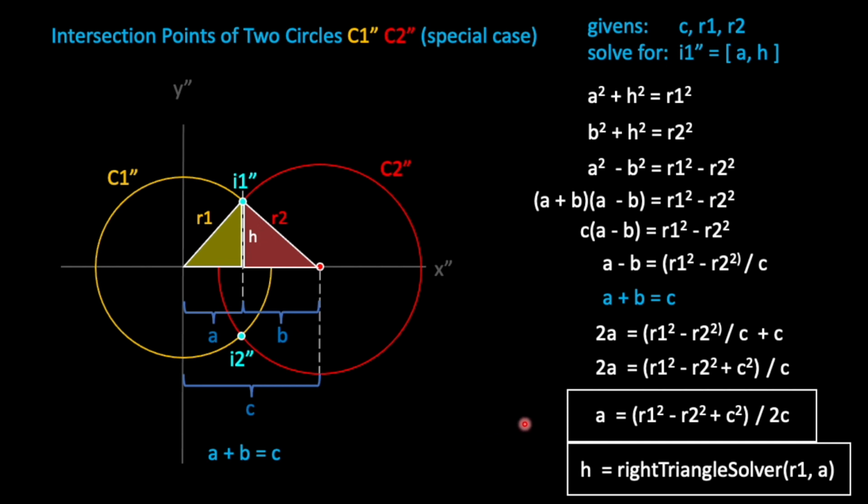So there it is. You have A, you have H. You got to calculate A first. Once you get A, you can calculate H. And once you get both of those, you can calculate I1 double prime. We're assuming you can then calculate I2 double prime. And you're on your way back home.